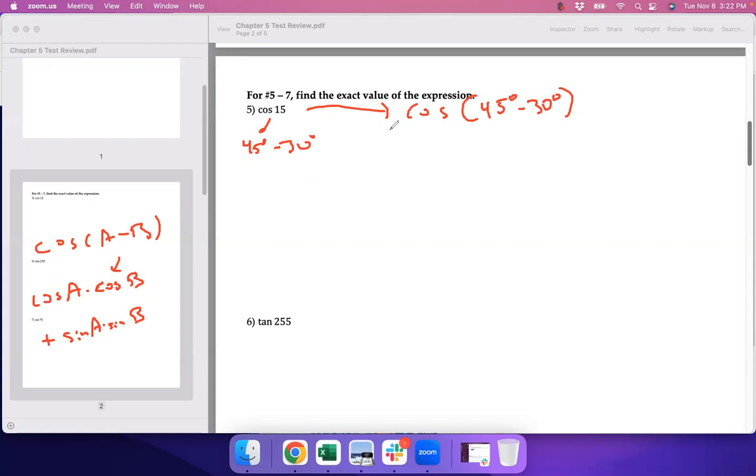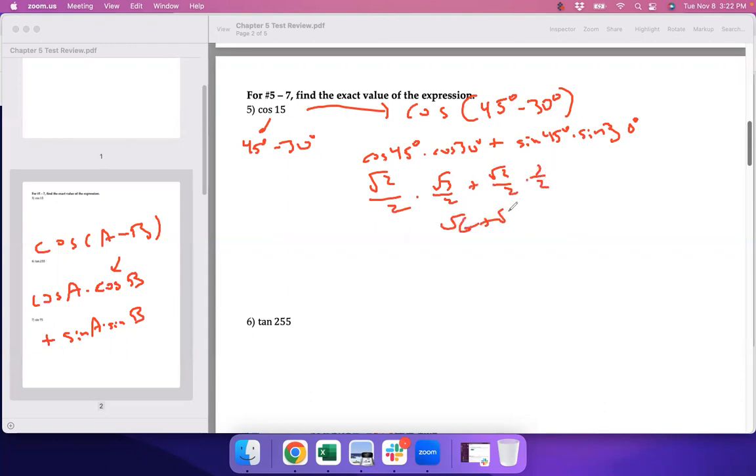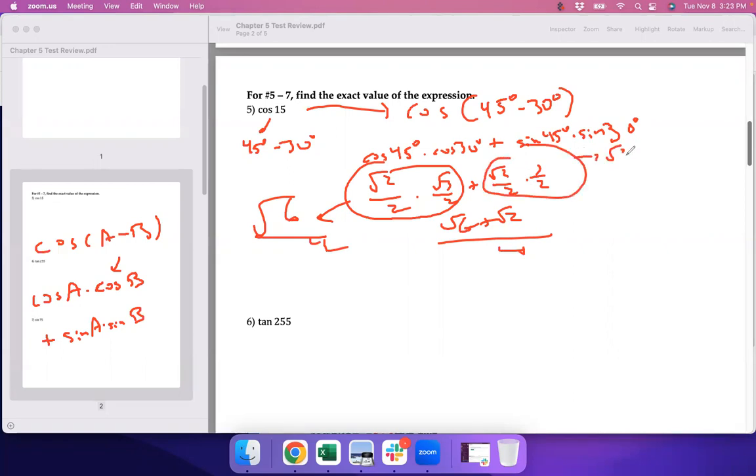So if you do this, you should get cosine 45 degrees times cosine 30 degrees plus sine 45 degrees times sine 30 degrees. I know that's root 2 over 2, so it's unit circle stuff for sure. That's going to be root 3 over 2. That's going to be root 2 over 2. And that's going to be 1/2. So you're only getting root 6 plus root 2 all over 4. Because that's root 6 over 4 over here. And it's root 2 over 4 over here.